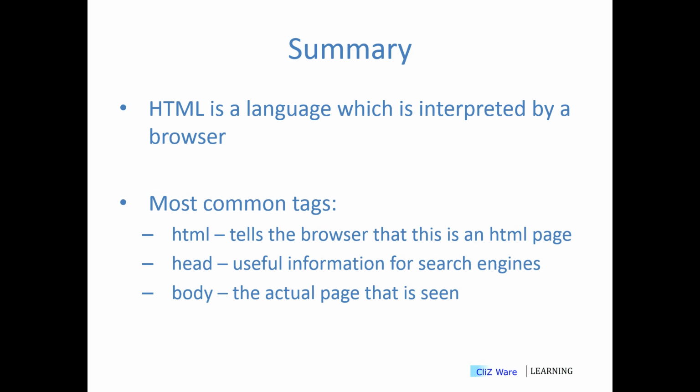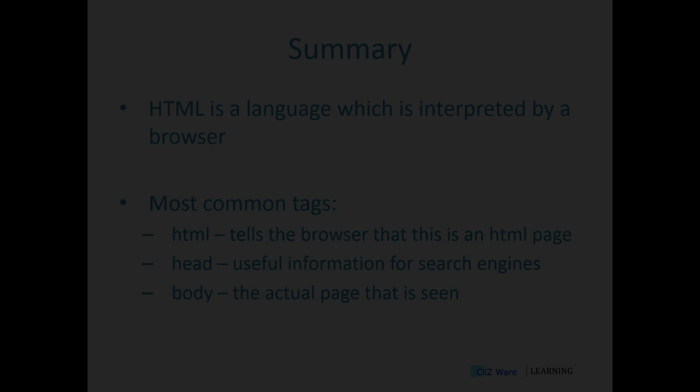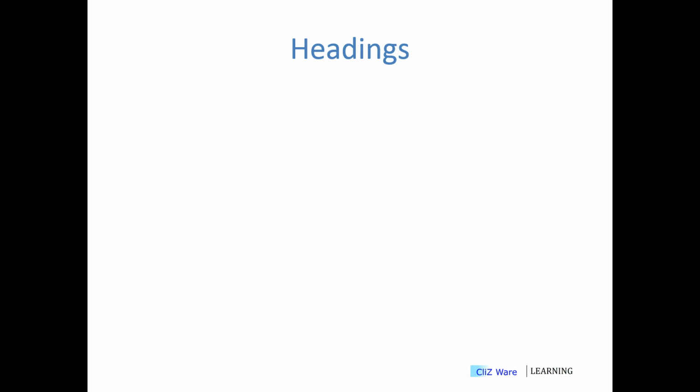So what we have been talking about here is HTML, and we said it's a language that is interpreted by a browser. And the most common tags are HTML, which tells the browser that this is an HTML page, the head tag, which is also used for search engines, and the body, that's the actual page. Now I would like to start with headings, and the headings are sometimes used by search engines as well. So we've talked about the head tag. It's used a lot by web browsers and search engines, but the heading is also included sometimes.